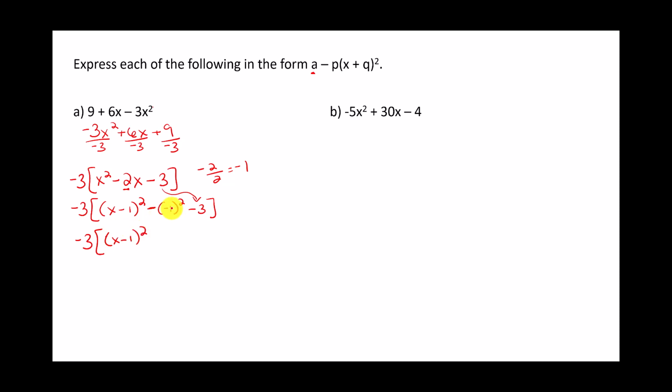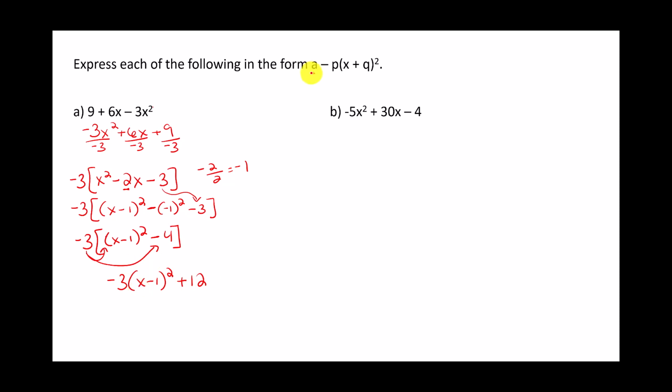And I'm going to do this math. This negative 1 squared is going to be a 1, so I'm going to have negative 1 minus 3, which is going to give me negative 4. And I'm going to move my negative 3 in front and multiply it by this like we've practiced on the other examples. So I'm going to have negative 3 parentheses x minus 1 squared, and then negative 3 times negative 4 is plus 12. Now, this is the form we're used to seeing.